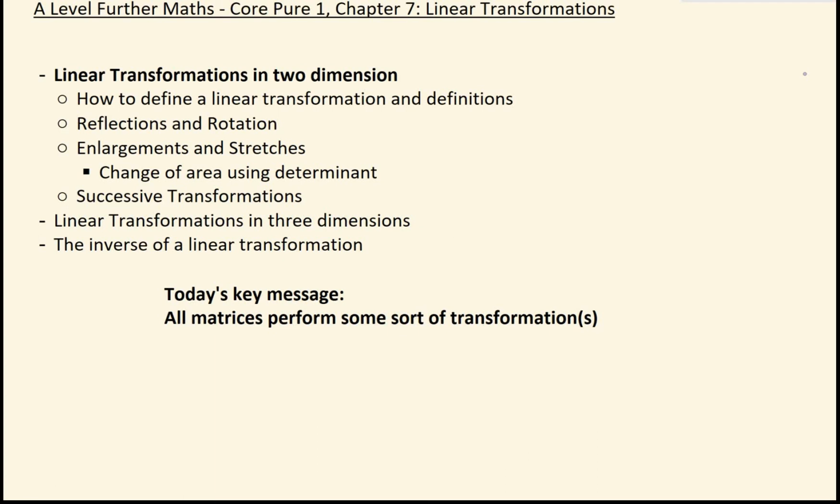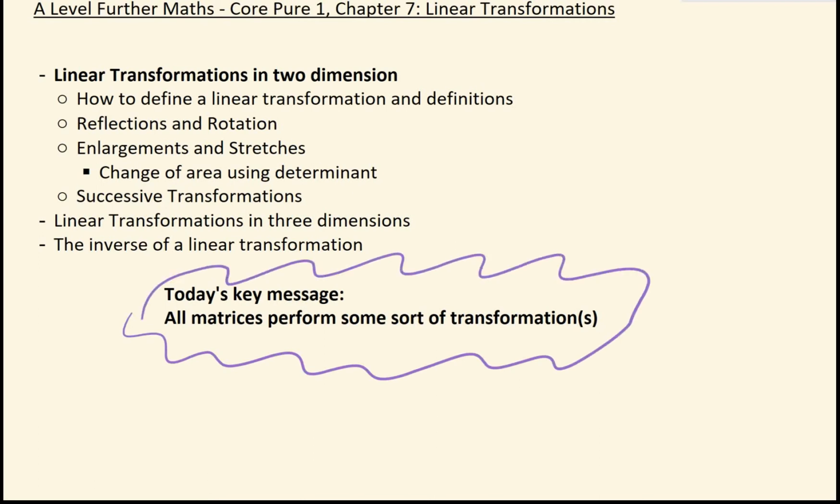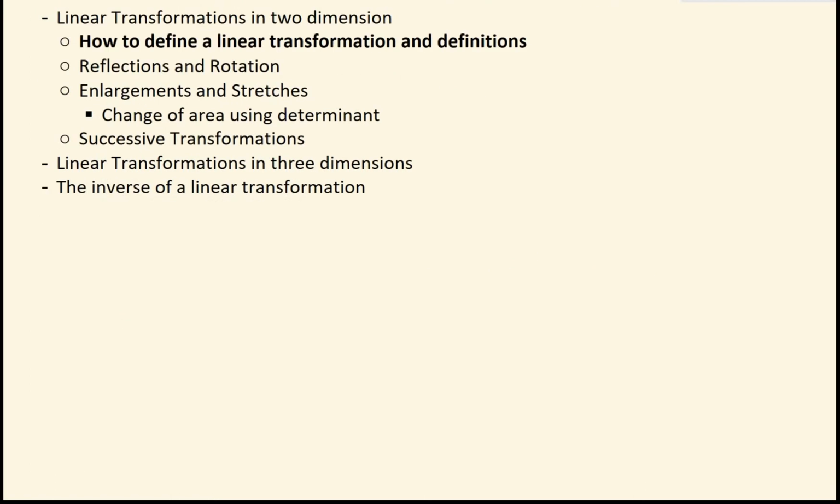Hi, today we're taking a look through A-Level Maths, Core P1, Chapter 7, Linear Transformations. So this is basically the second half of matrices, which we'll look at now. The main thing this chapter is basically telling you is that all matrices perform some sort of transformation or multiple transformations. Okay, let's get started with the basics.